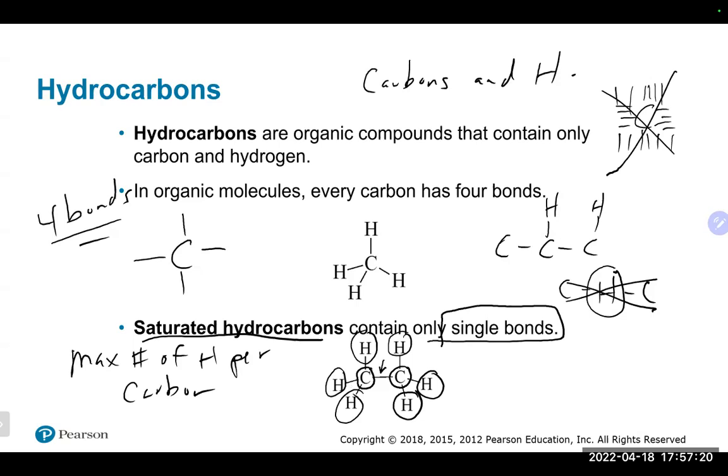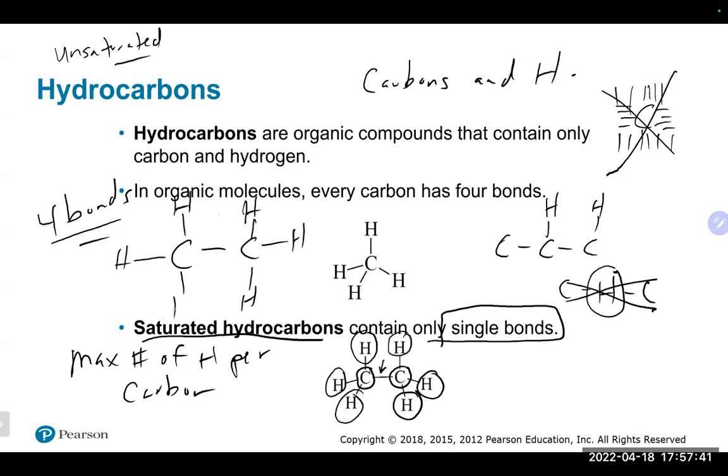Later, we will talk about unsaturated hydrocarbons. Unsaturated basically means the opposite, as we will see. It means they don't have the maximum number of hydrogens. So how does that occur? If we look at something like this, where we have all hydrogens.